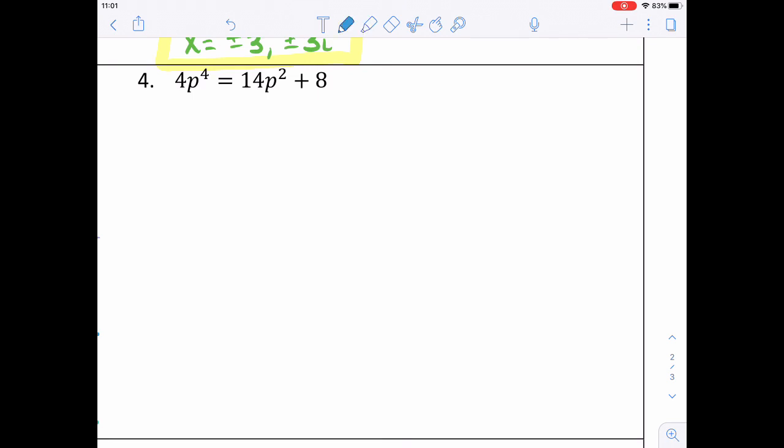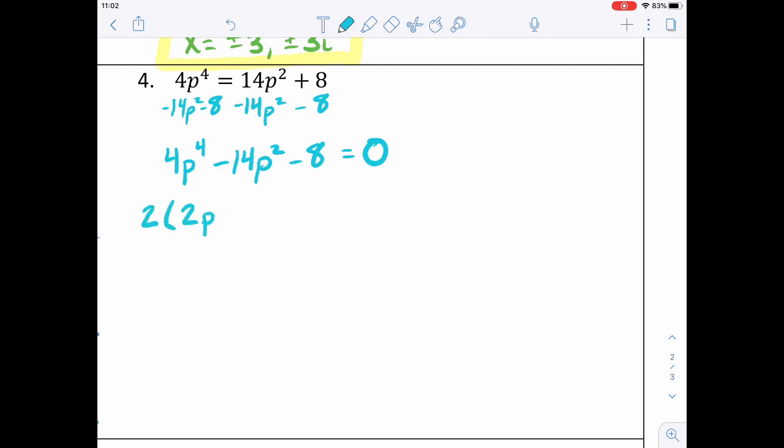Looking at number 4, we need to get it in standard form. I'm going to move 2 terms as opposed to moving 1, so I can keep my leading coefficient positive. I'm going to move both of these terms to the other side. So it's going to be 4p to the 4th minus 14p squared minus 8 equals 0. Here's where it's important: you need to take out your GCF. You should notice that all of these numbers are even, 4, 14, and 8. That means we can at least take out a 2. So when we do that, we're left with 2p to the 4th minus 7p squared minus 4 equals 0.